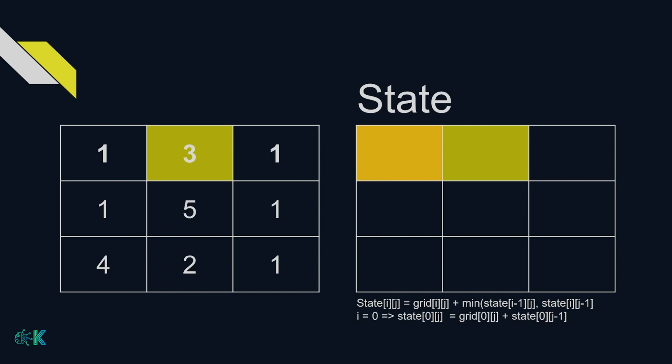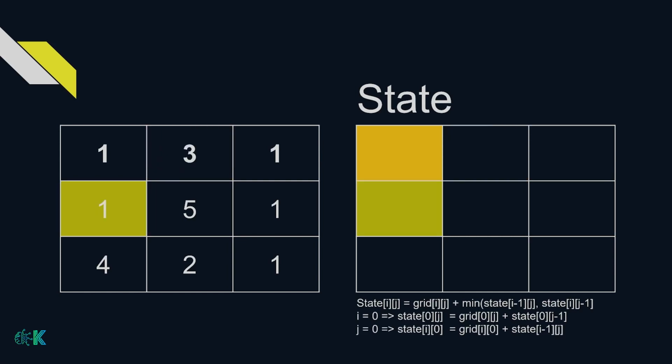Just to keep in mind, the first row does not have an above cell, so the shortest path is simply the one from the left. Also, the first column has the same property, where the only path can come from above. So with this, we finally have all of the rules of the transitions between states.